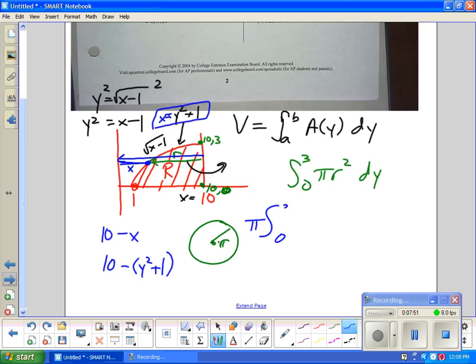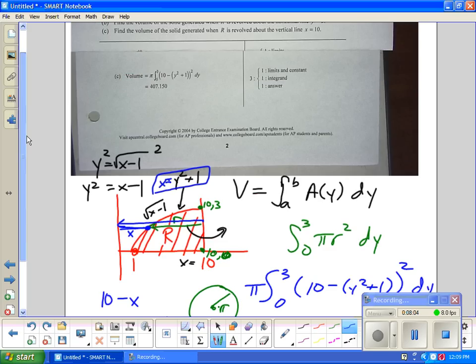And when I put that in, I bring the pi out, 0 to 3, pi from 0 to 3 of 10 minus (y squared plus 1) squared dy. All right? And when you look at what they scored, that's exactly what they have. And again, that's the integrand, and then use your calculator to find the value, which came out to be 407.15.